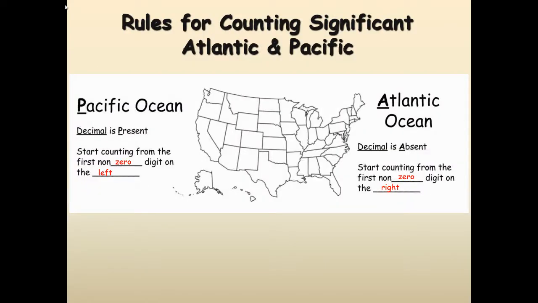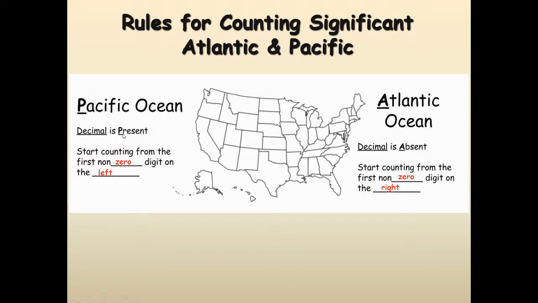So, rules for counting sig figs. You should have this. It is a little picture of the United States. And as we know, the United States is bordered by 2 oceans on the West Coast and the East Coast. We have the Pacific Ocean on the West Coast, and we have the Atlantic Ocean on the East Coast. The way that we determine what numbers are significant in a bigger number that's given to us is by looking at whether or not we have a decimal. And so this is where the Pacific Ocean and Atlantic Ocean come into play. Pacific Ocean is on the left-hand side. Atlantic Ocean is on the right-hand side.